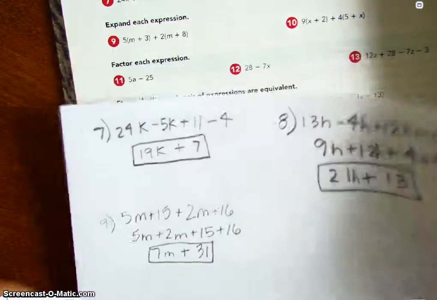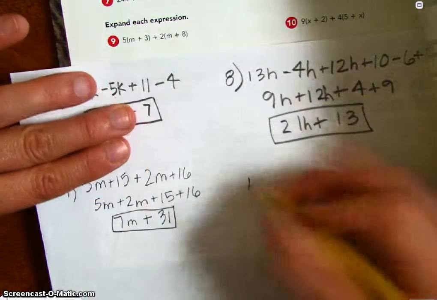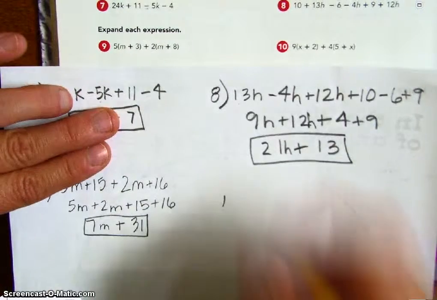So number 10, we're going to do the same thing too. I'm going to scooch over a little bit. Sorry, my book is falling on top of it here. Number 10.